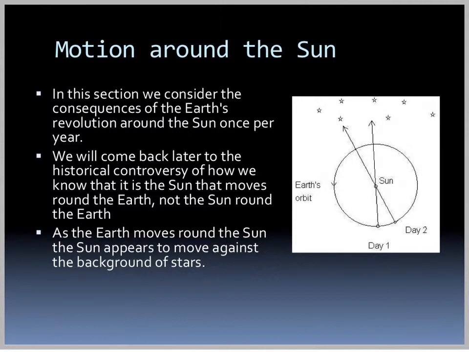So as the Earth moves around the Sun, the Sun appears to move against the background stars. When the Earth is in this location, and there's some stars here, the Sun appears to be amongst these stars. But as we move around, now the Sun appears to be around these stars. The Sun is not actually moving. It's the Earth moving around the Sun that makes the Sun appear to move.